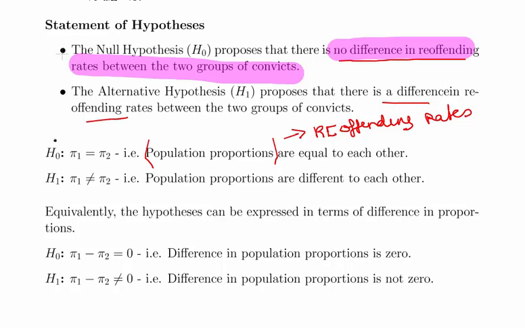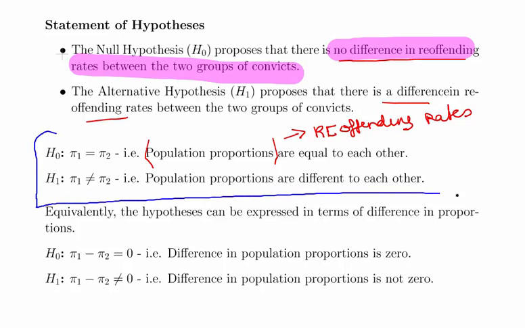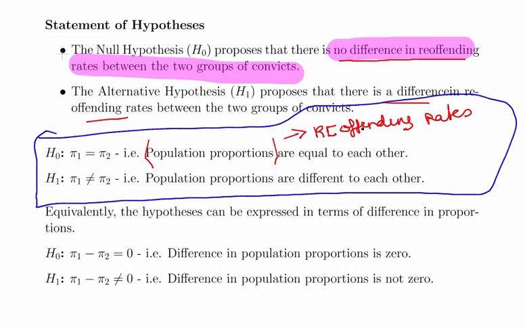So there are two ways of stating the null and alternative hypothesis. Actually put in a little sentence there, and make a mathematical statement about your hypotheses. Pi 1 is the population proportion for one group, pi 2 is the population proportion for the other group, where the proportion is the reoffending rate. They're equal to each other or they're not equal to each other. A little statement here about what the two hypotheses mean is also useful.